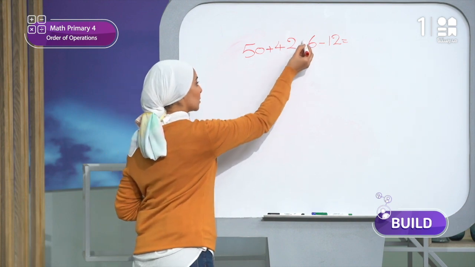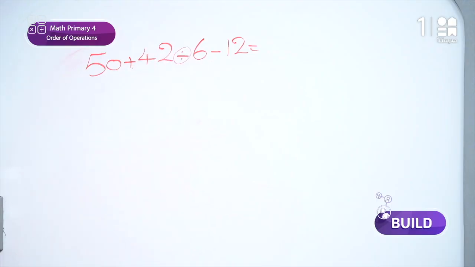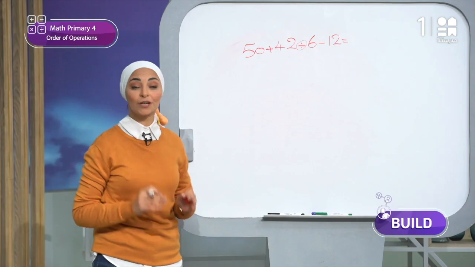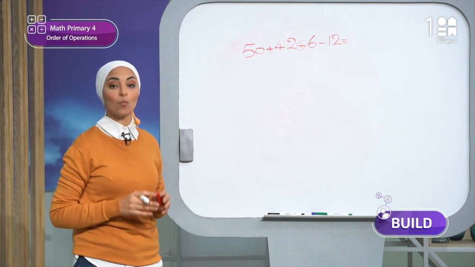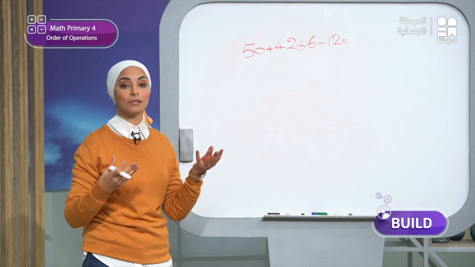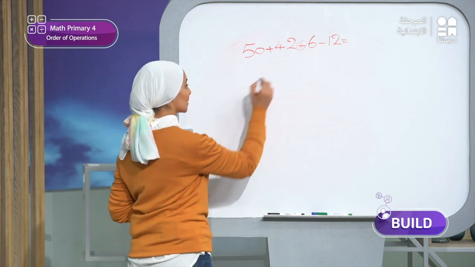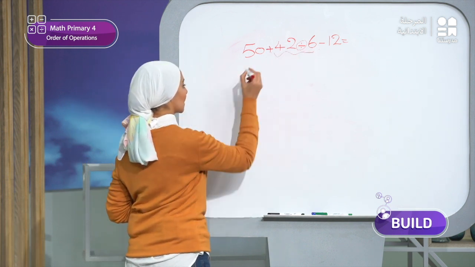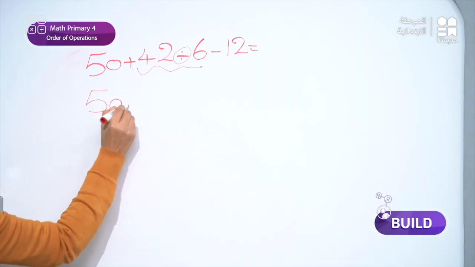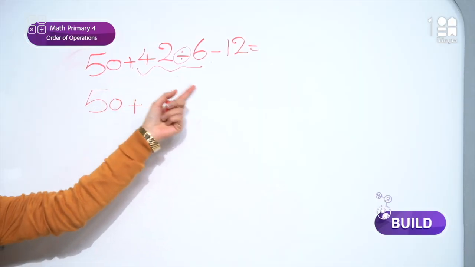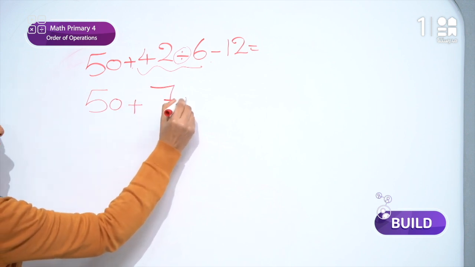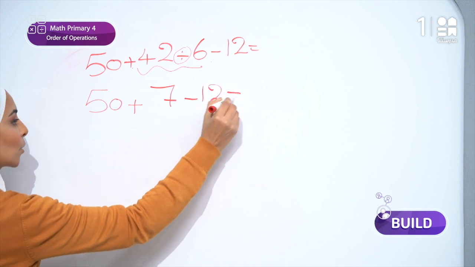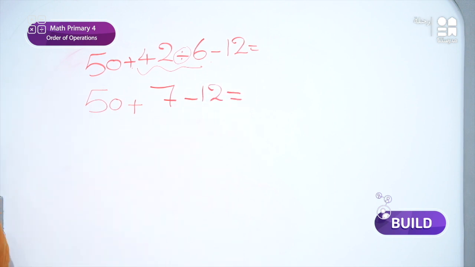I have here division between addition and subtraction. We must first solve the division as we have learned. So what will I do? First thing, 42 divided by 6. So here I will put 50 as it is plus. 42 divided by 6 equals what? 42 divided by 6 equals 7. So I put 7 here and then complete my equation which is minus 12.